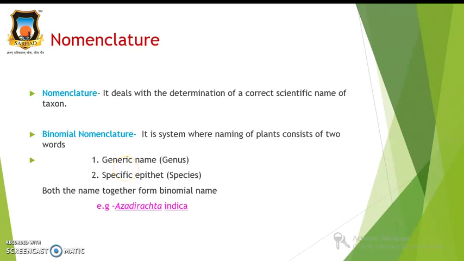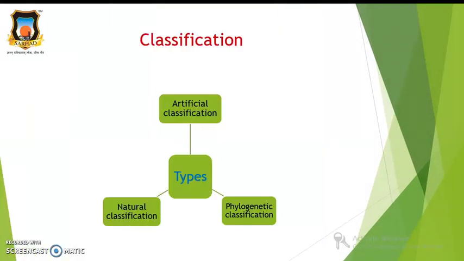Then the next aspect is classification. Classification is an arrangement of organisms into groups on the basis of similarities and differences. There are three types of classification: artificial classification, natural classification, and phylogenetic classification. First, artificial classification was proposed by Carl Linnaeus, and this system is based on one or a few characters, on the basis of stamens.